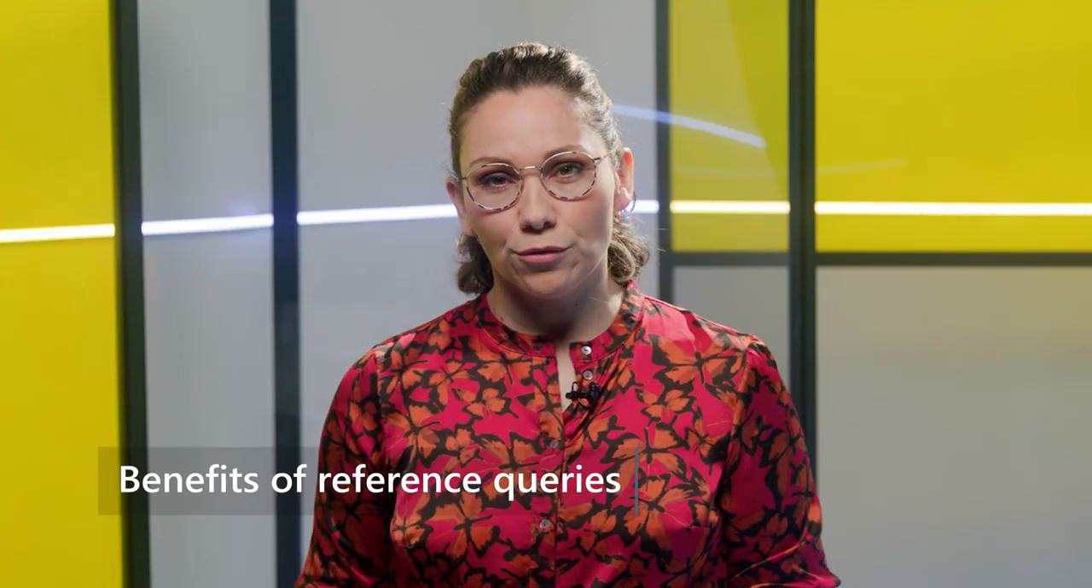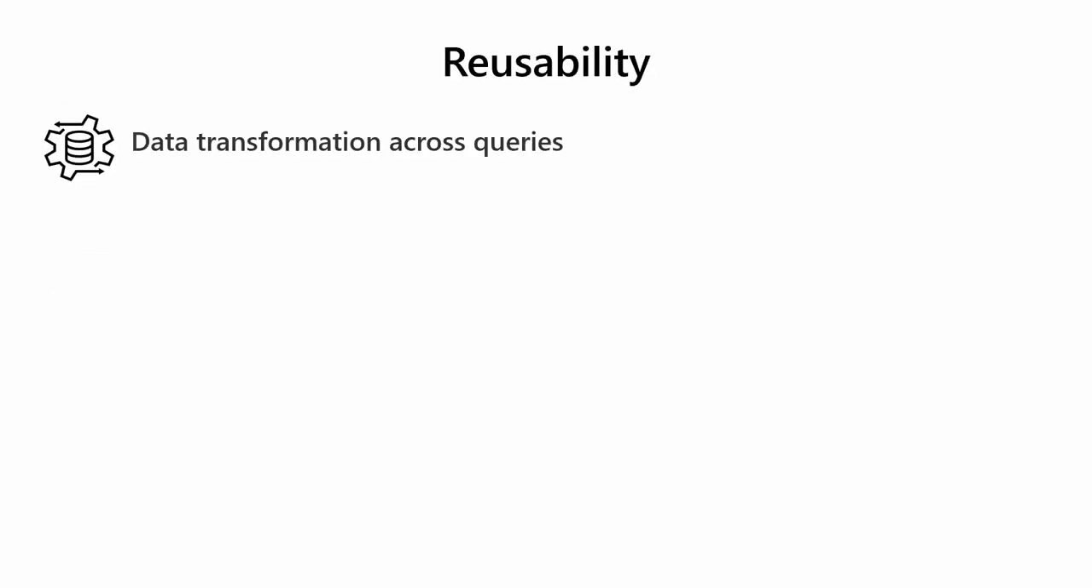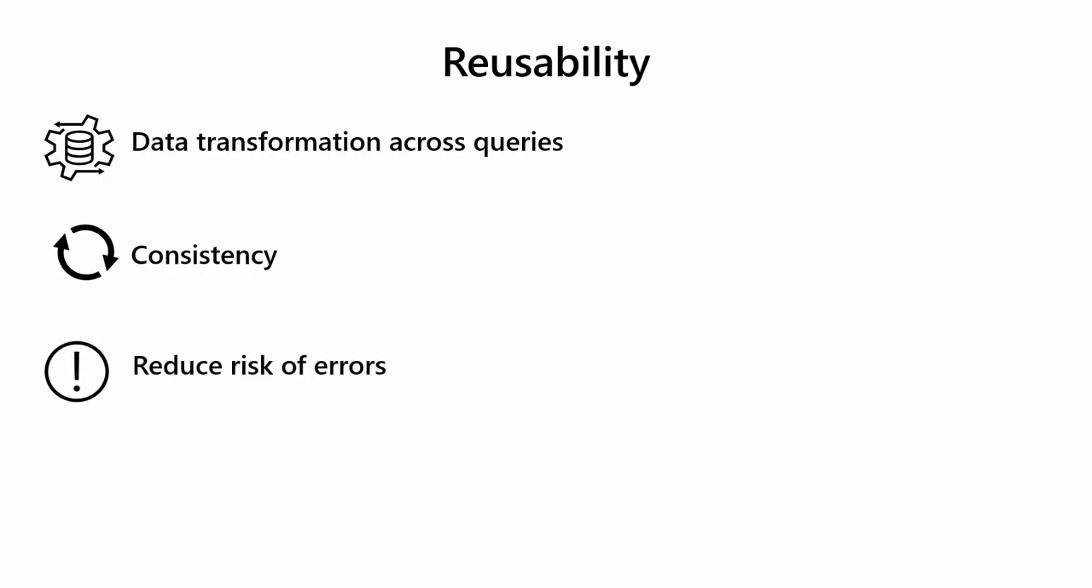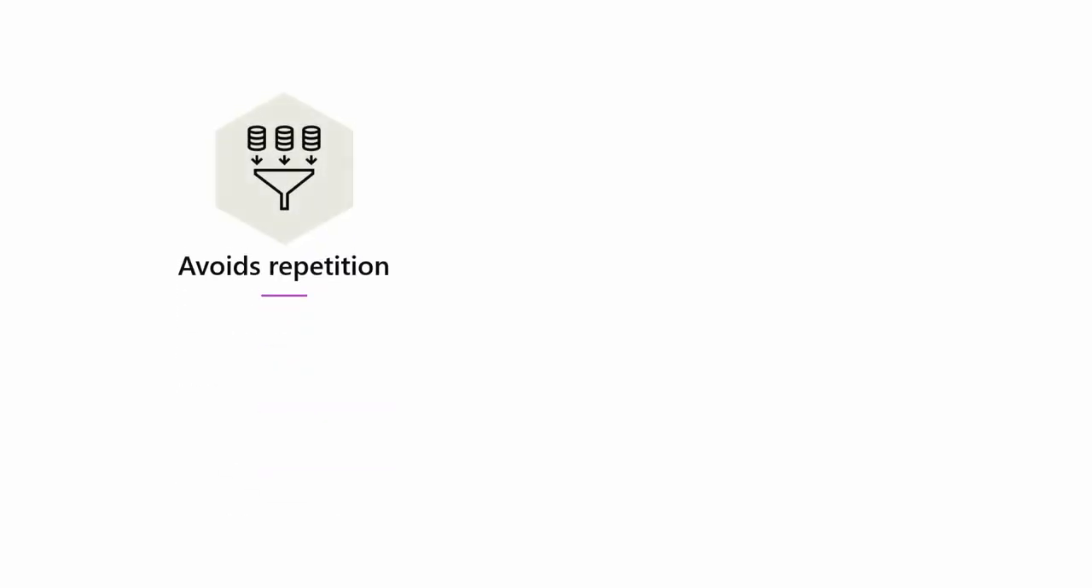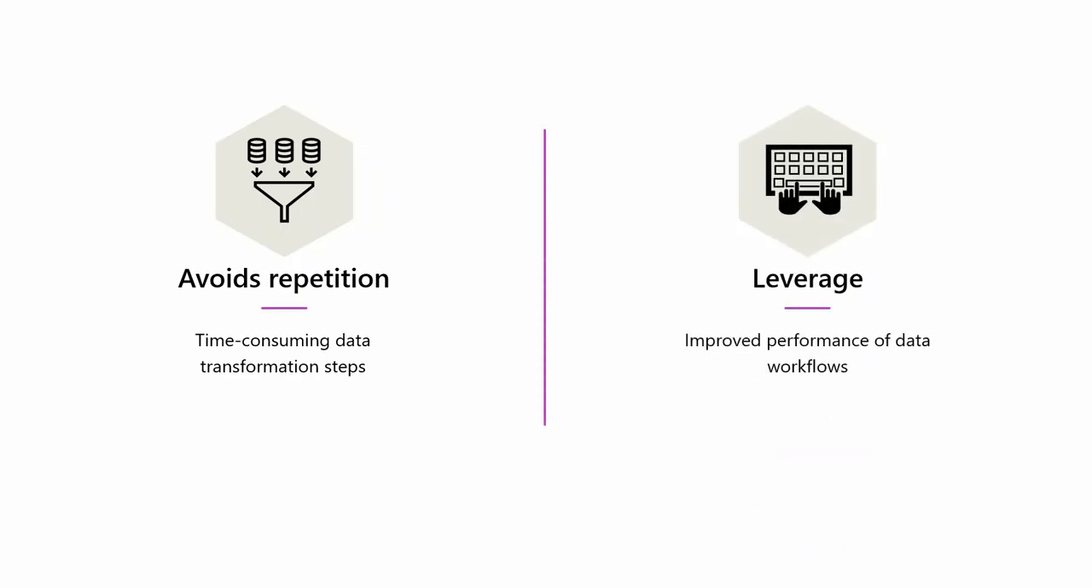So what are the benefits of query referencing? Let's explore some examples. First, there is reusability. By referencing queries, you can reuse common data transformations across multiple queries. This promotes consistency in your data processing and reduces the risk of errors that can occur when duplicating complex transformations. Next, there is efficiency. Reference queries eliminate the need to repeat time-consuming data transformation steps. Instead, you can leverage the results of a previously defined query, significantly improving the performance of your data workflows.